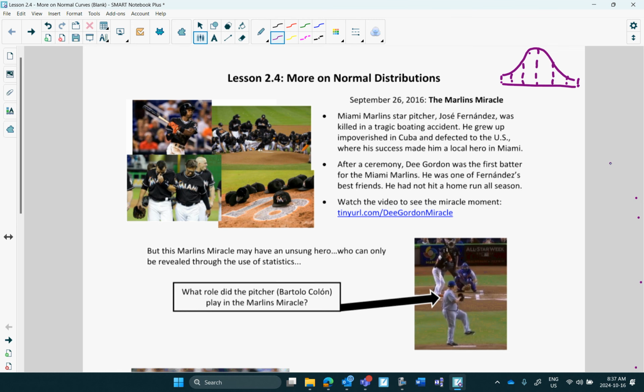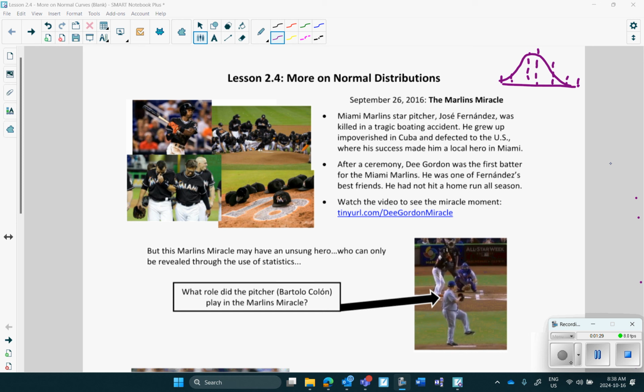There's no 2.4. Like on There's no 2.4. Hang on a second. Okay.